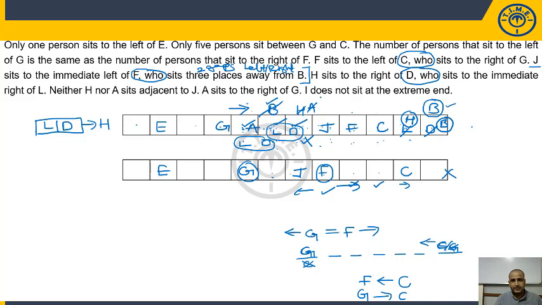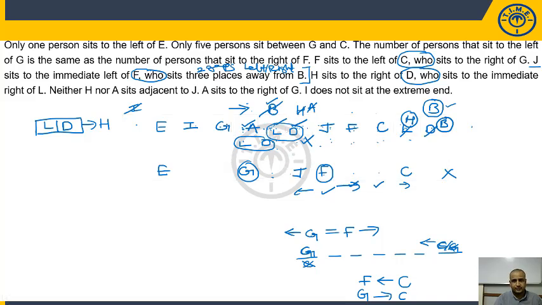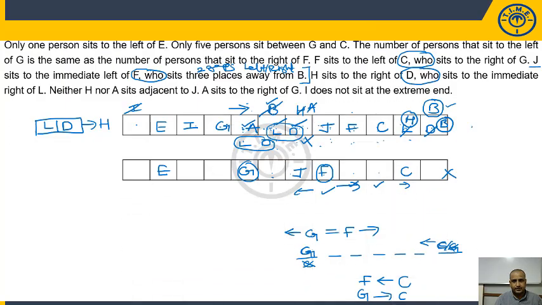And what is given next? I does not sit at the extreme end. So I cannot be here. So the only possibility is I here. And who is the only remaining person? Let's check it. A through L, right? So A is there, B is there, C is there, D is there, E is there, F is there, G is there, H is there in the arrangement, and I is there, J is there, K is not there. So K will be here, remaining K. So this is our final arrangement.